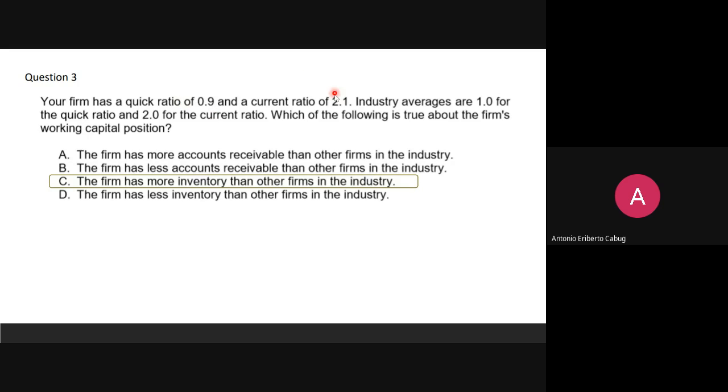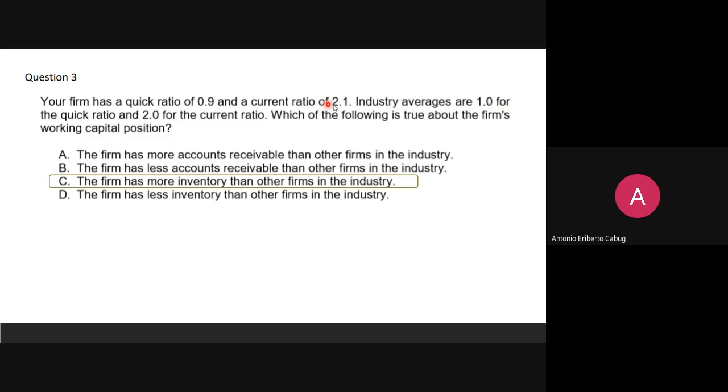In the numerator of the current ratio, you have current assets. Inventory is included there. Quick ratio is only quick assets, hindi kasamang inventory. So this is 0.9, but the current ratio is 2.1. The industry average is only 1 for the quick ratio, 2 for the current ratio. For the industry, yung difference ng 2 tsaka 1 is only 1, no? 1 is to 1. 2 minus 1 is 1. If the difference is attributable to inventory, then inventory lang, no? Assuming yun lang yung difference, edi ganun karami yung inventory.